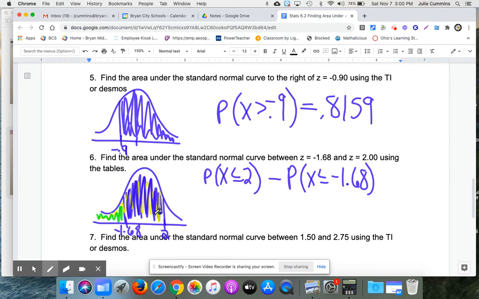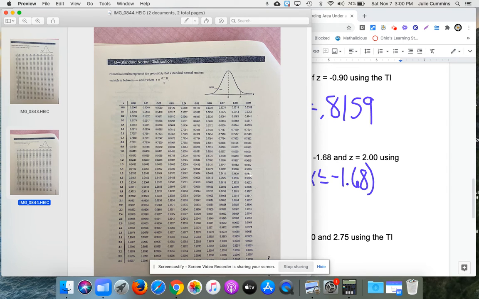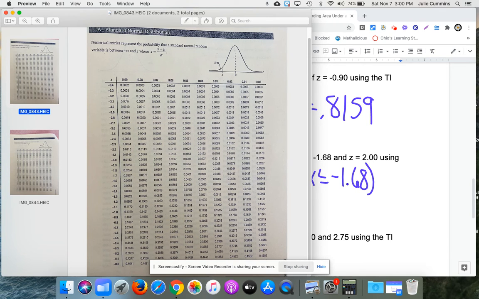So we want to do this on the table. Let me go back to that. All right, so first we want the area to the left of 2. So remember, we're on the B side. So we're going to go down here to 2.00. So 0.9772. Write that down. I still need my table up so I can look at this. And then we need the area to the left of negative 1.68. Now you're going to have to flip over to table A for this. There it is. Negative 1.6 is right here, and then you need to go over to 0.08, which is right here. So 0.0465. So those are the two values that we looked up on the table.